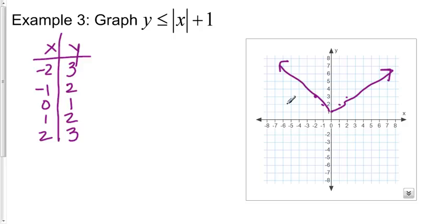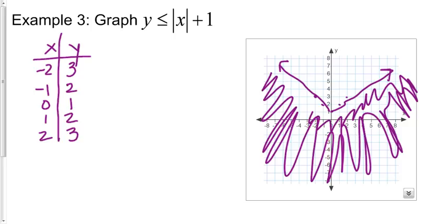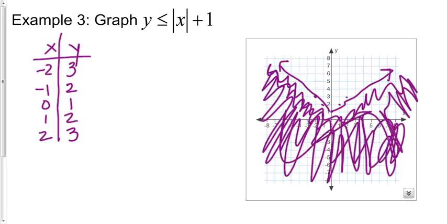The last thing I need to do is shade. This sign is less than or equal to, and so it makes sense that I want to shade everything below this graph. This is what my shaded region looks like. Now this shaded region goes on forever and ever. Every point below this absolute value graph is in the solution region for this inequality.